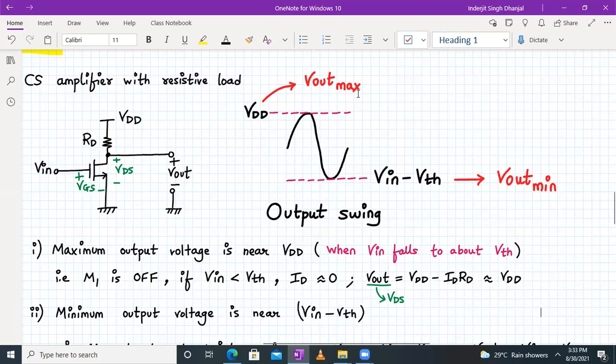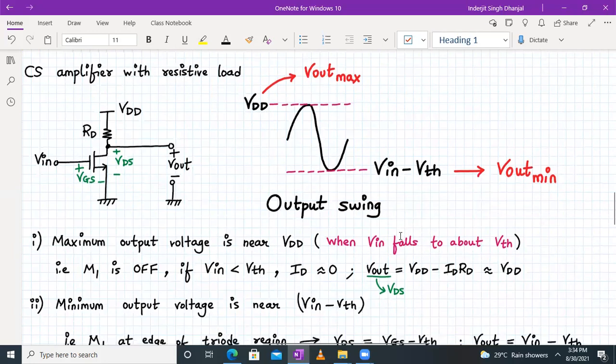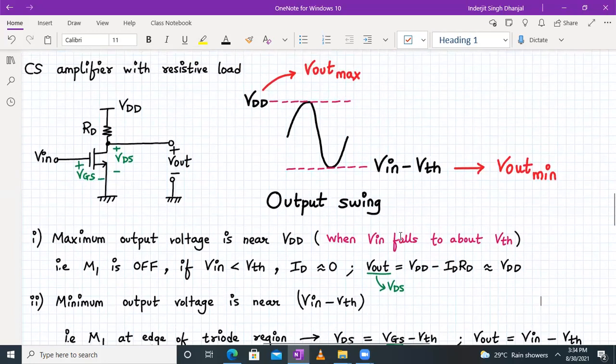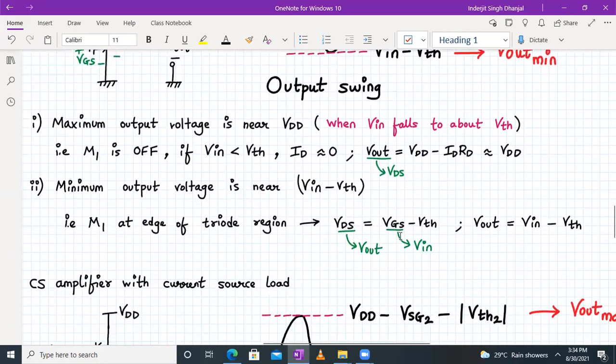So if we do Vout max minus Vout minimum, we will get VDD minus (Vin minus VTH). Okay, or we can write VDD minus Vin plus VTH. That is what the expression is. So this is about the common source amplifier with resistive load, the output swing.